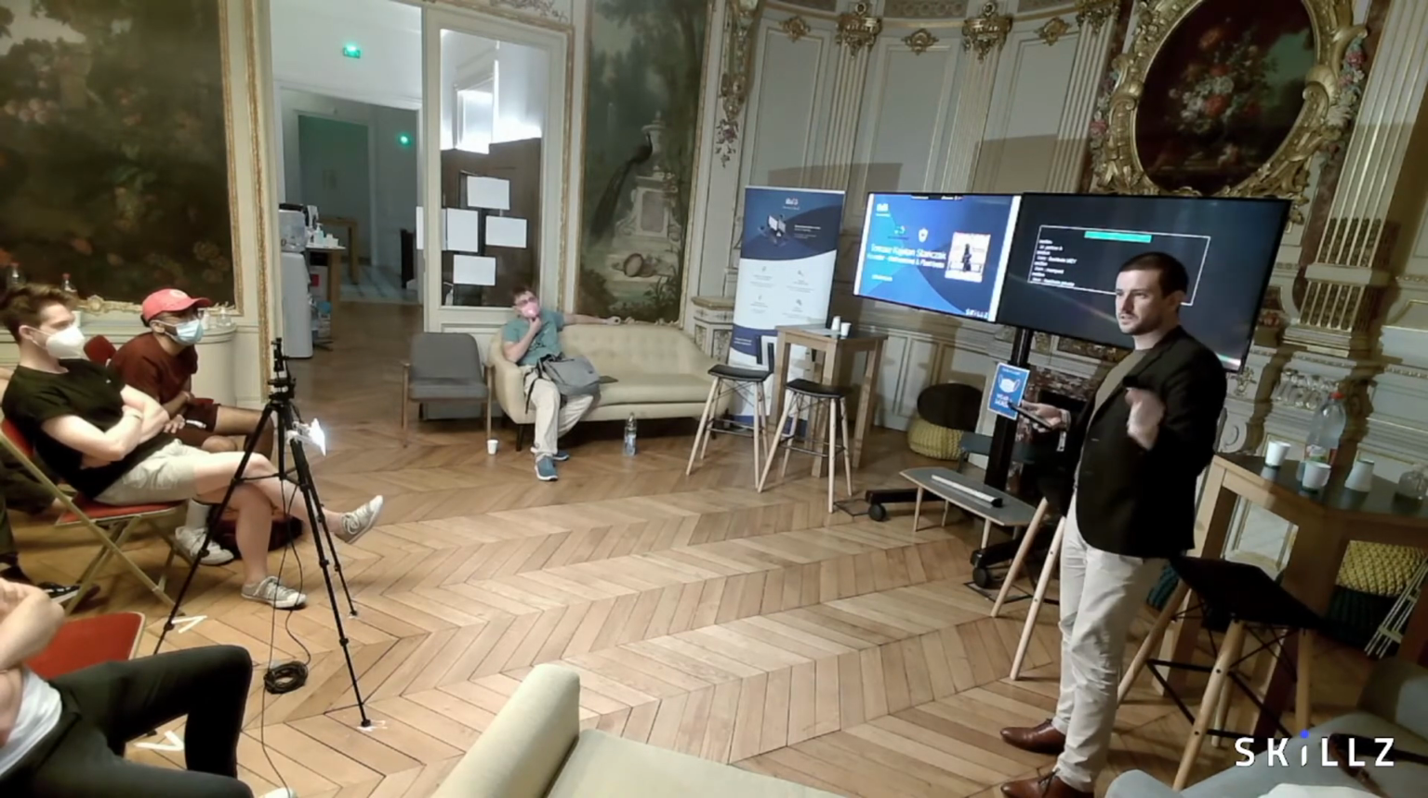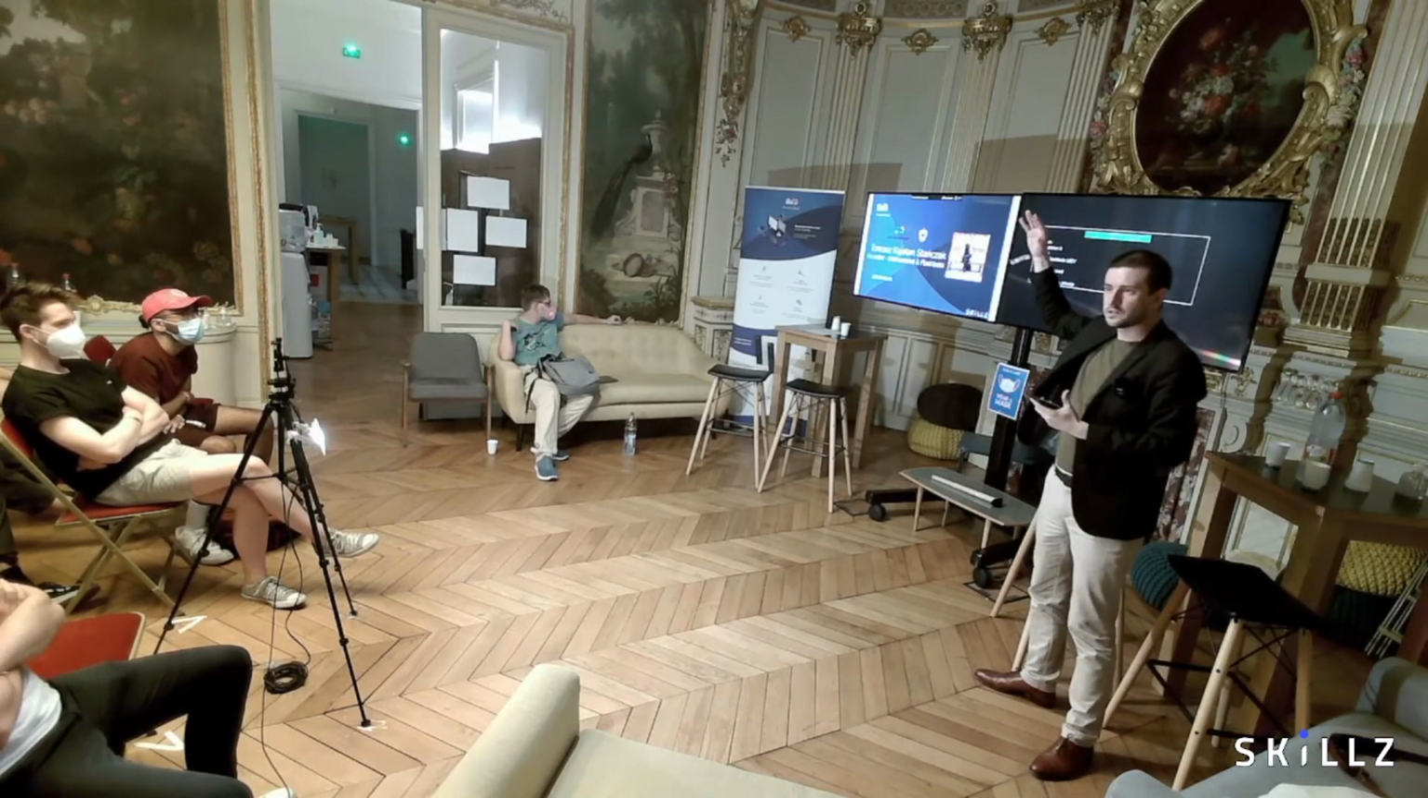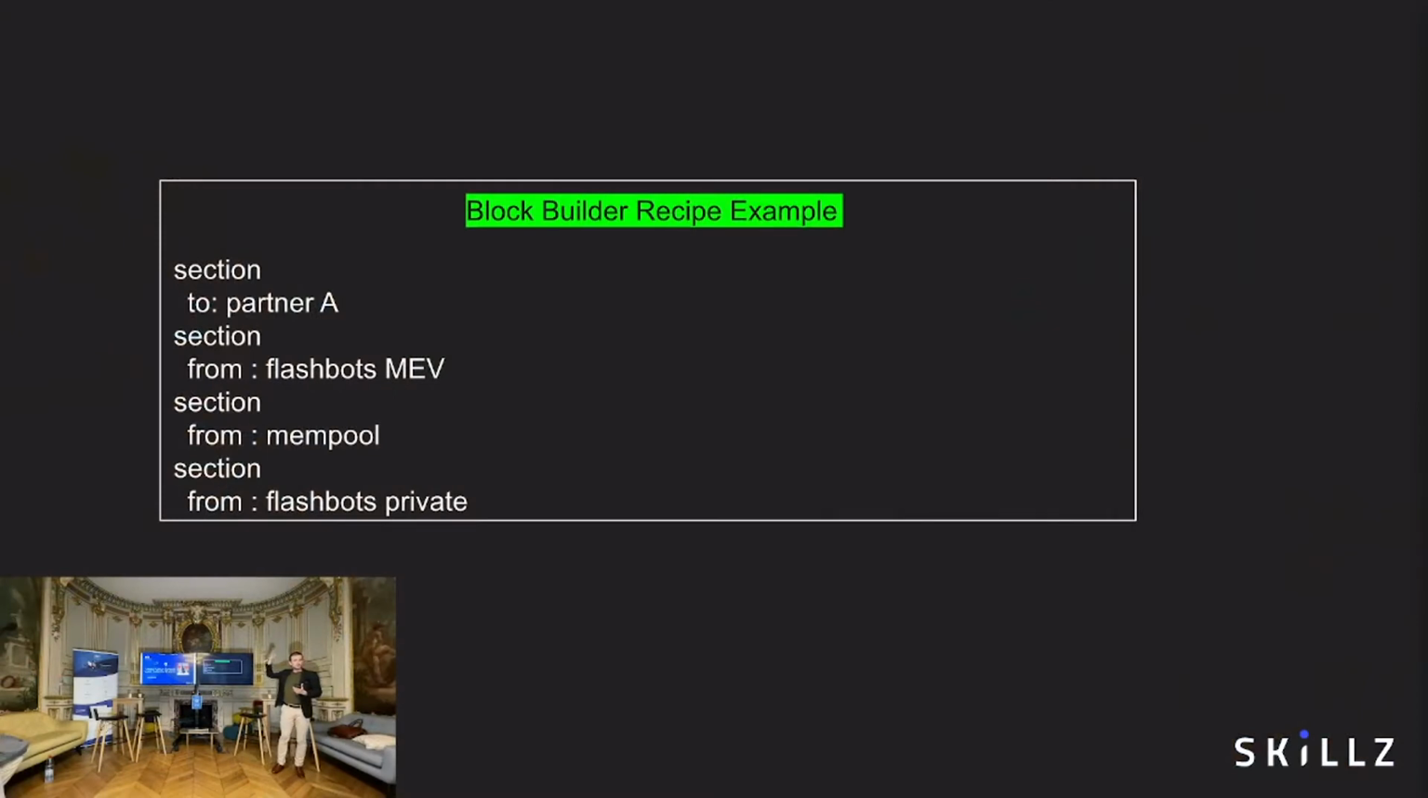If you want as a searcher to send MEV to me, then maybe I will include first a section in the block space, which will be for a particular partner of ours. Then there will be Flashbots MEV or any MEV. Then maybe I'll include the mempool. And then something that we often talk about, like the second lane of Flashbots, which is privacy only, but it's cheaper because it's not MEV, it's just privacy.